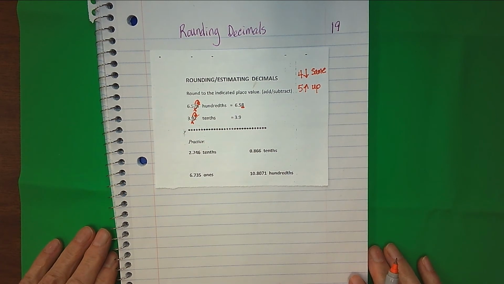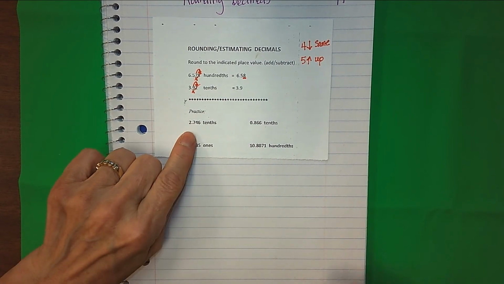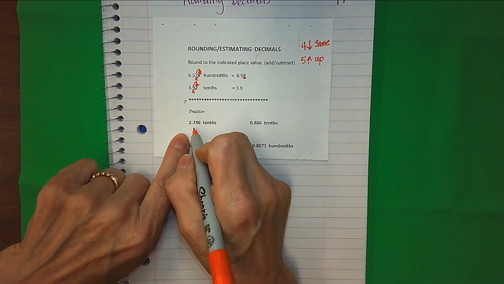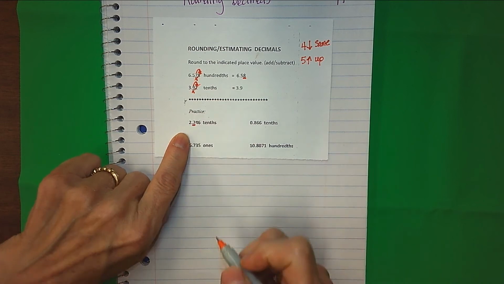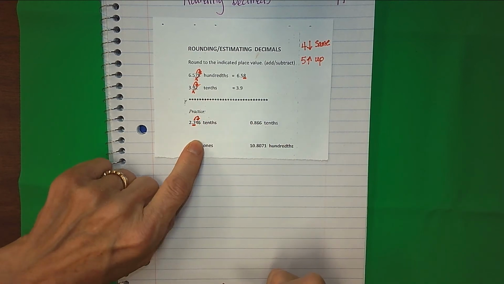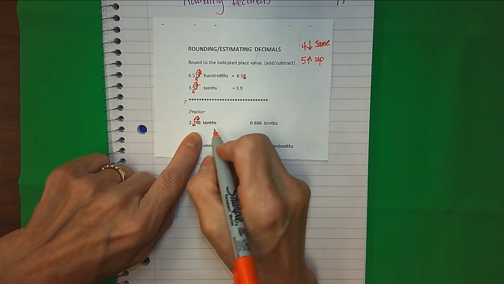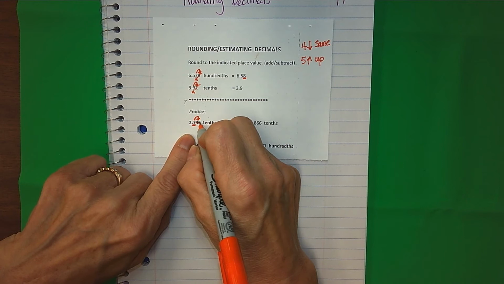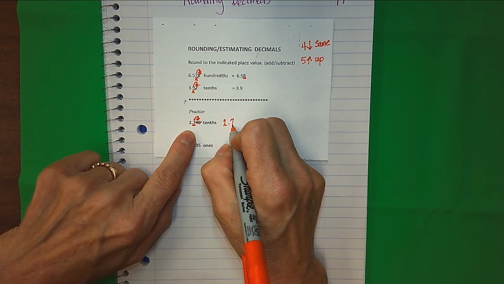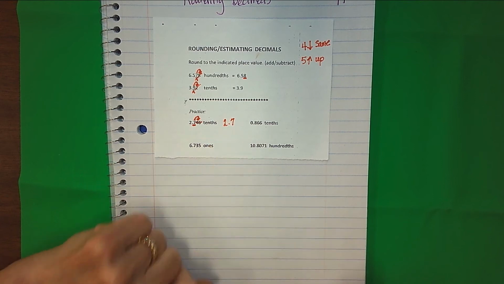Let's practice with a couple more here, and then we'll have you try some on your own. So down here we have 2 and 746 thousandths, and we want to round to the tenths place. First we locate the tenths place. The 7 is in the tenths place. Then we look at the number behind or following the tenths place. It's a 4. We check our little chart. 4 or below tells us to leave it alone. And so we leave that 7 alone and we drop the rest of those numbers off. And so our answer is 2 and 7 tenths. So 2 and 746 thousandths rounded to the tenths place is 2 and 7 tenths.